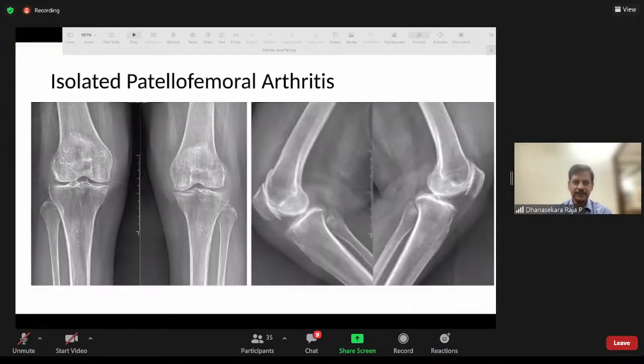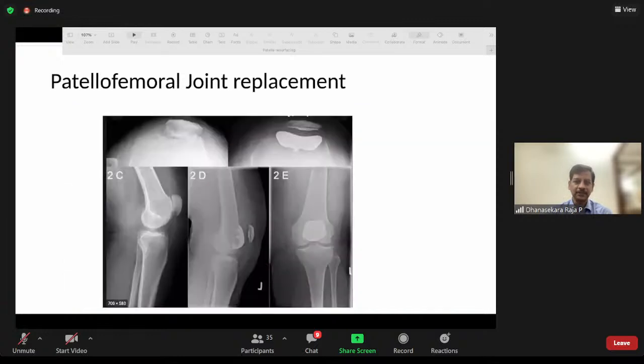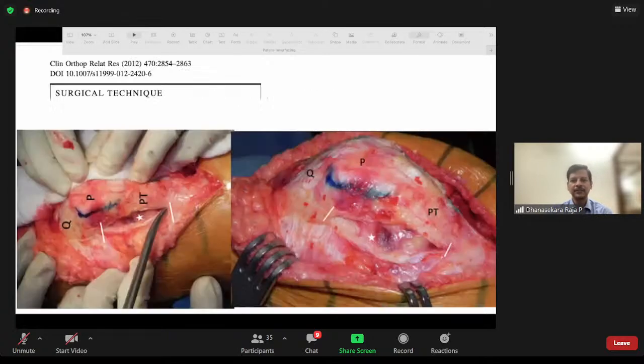There are patients with isolated patellofemoral arthritis, like this patient. The tibiofemoral joint is normal, but you can see on the lateral view of the patella, there is no cartilage. The skyline view will show the bone-on-bone articulation of the patellofemoral joint. These types of patients are very symptomatic. They are not able to climb stairs. They are not able to get up from a chair. They also require surgical intervention. Isolated patellofemoral joint replacement has been done, but I don't have the experience. So I generally do a total knee replacement for these patients, which has proven long-term effect.